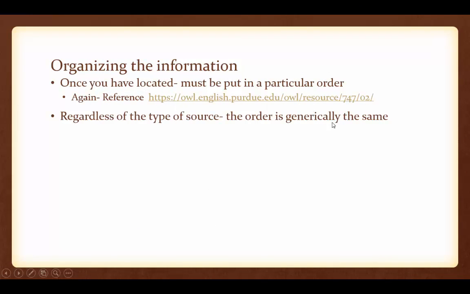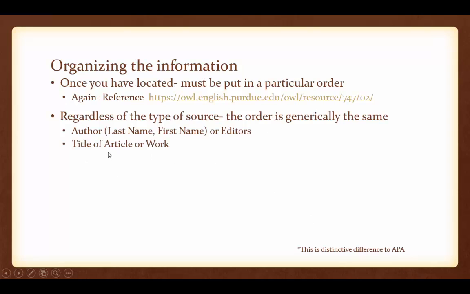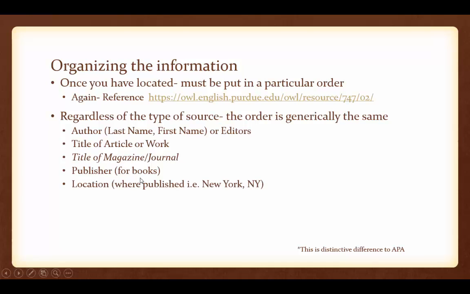Regardless of the type of source, the order is generally the same. Author, last name, first name, or editors. This is a big difference to APA. The title of the article or work. In APA, your date comes next, but in MLA, it's title. Title of a magazine or journal, publisher, locations, and date of publication.